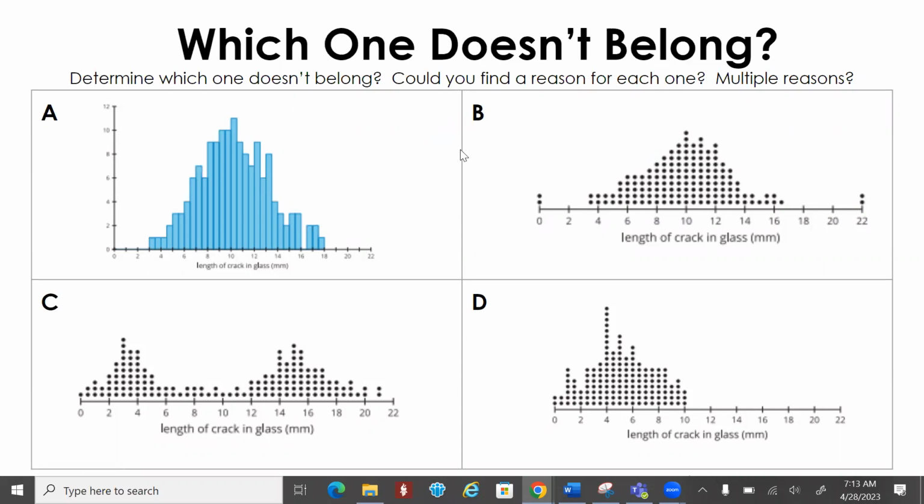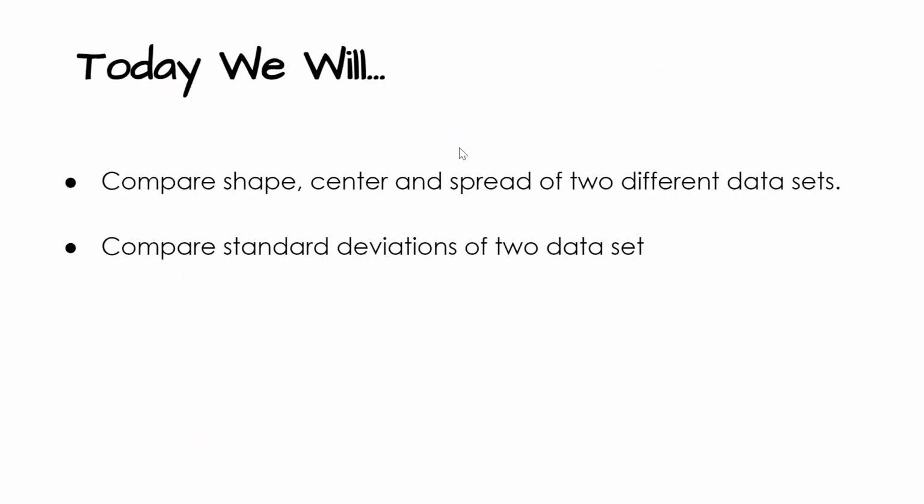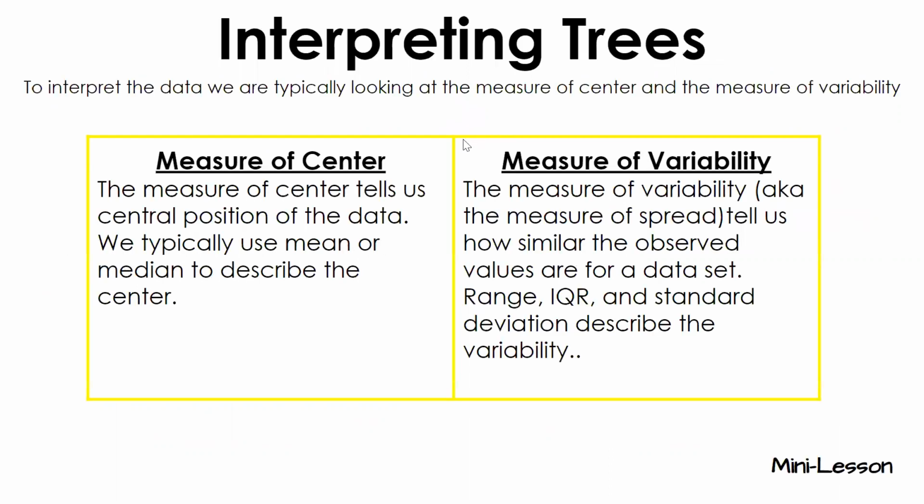Cool. Okay. All right. Today we're going to compare shape, center, and spread of two different data sets. We're going to compare standard deviations of two data sets as well. These are two groups of words, two terms that you have to know. Measure of center tells us the central position of the data. We typically use mean or median to describe the center.